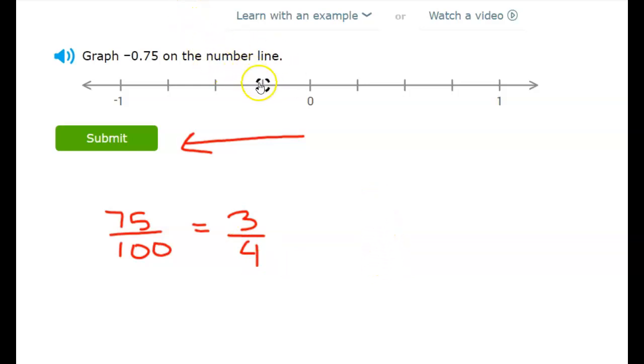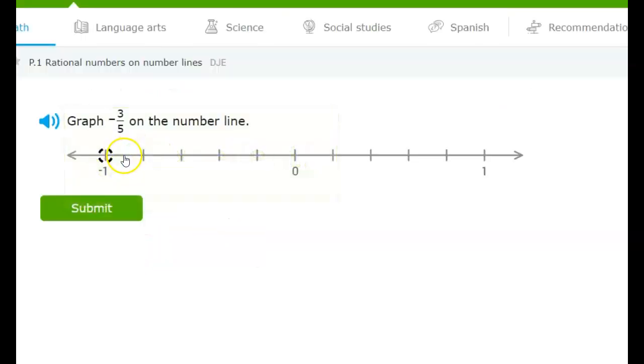So each one of these tick marks, let's think about this. Here's 1 bunny hop, 2 bunny hops, 3 bunny hops, 4 bunny hops. Just so happens that our number line has 4 tick marks between 0 and -1. So I'm just going to have to count 3. So I'm going to go 1, 2, oh no wait, 1, 2, 3, and I'm going to put my mark right there. And I'm going to submit it. Excellent job.